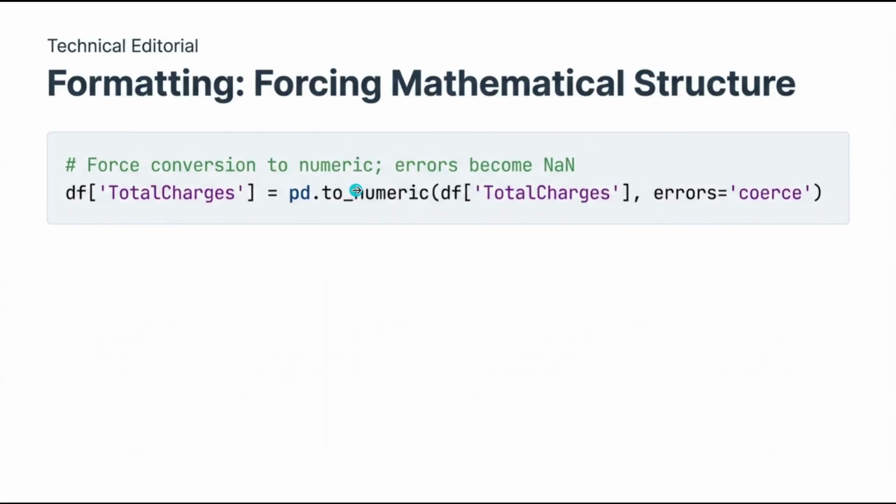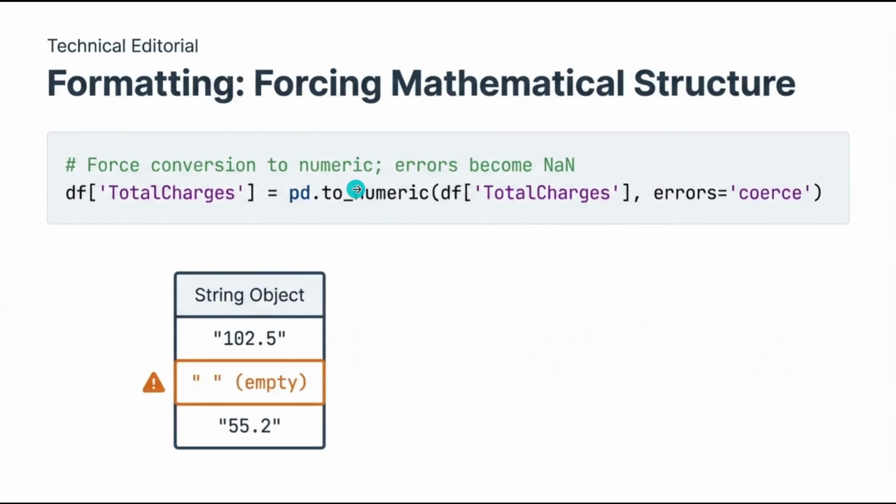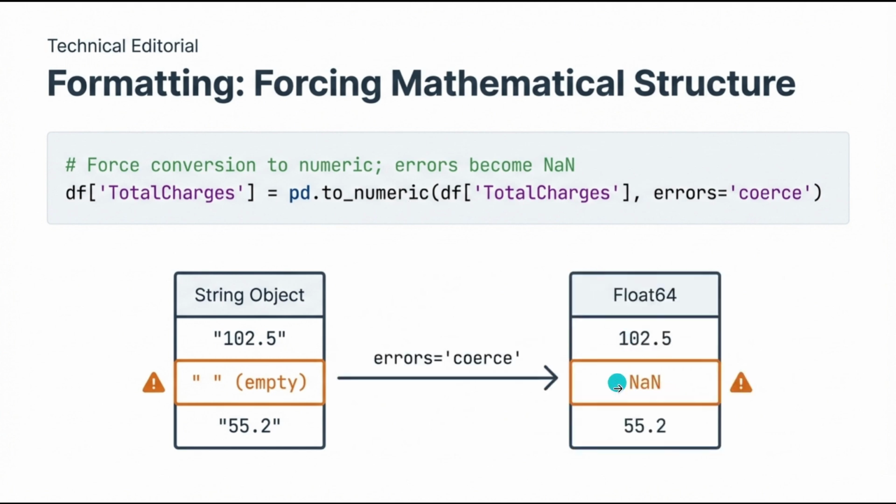And what happens if it finds something that can't be a number, like a blank space? That's what the coerce part does. It says, if you find something unreadable, don't crash, just turn it into NaN. NaN, not a number. Right. It's a placeholder for missing data.